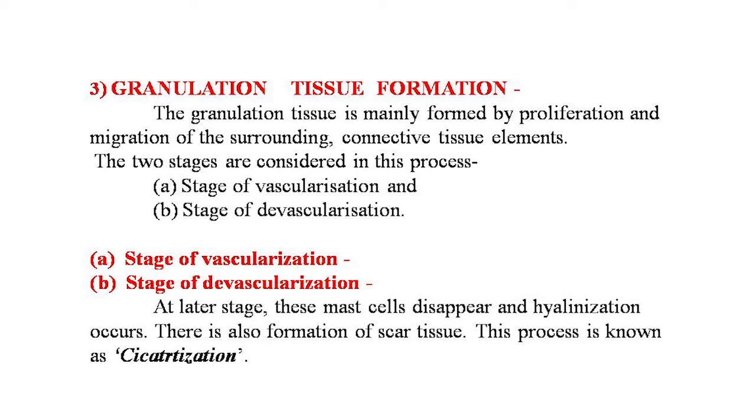And the second stage of granulation tissue formation is the stage of devascularization. At a later stage, these mast cells disappear and hyalinization occurs. There is also formation of the scar tissue. This process is known as cicatrization. Collagen turnover and remodeling in the scar never stops. In fact, the turnover of collagen in scar tissue is faster than in other tissues.